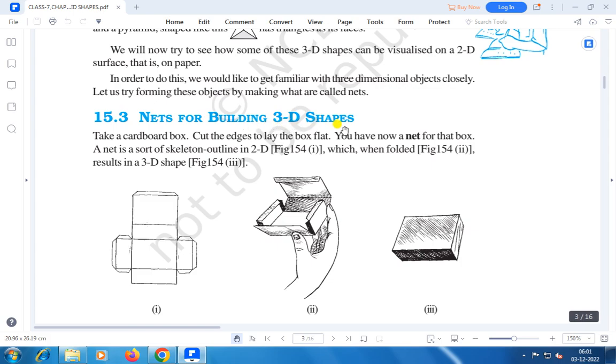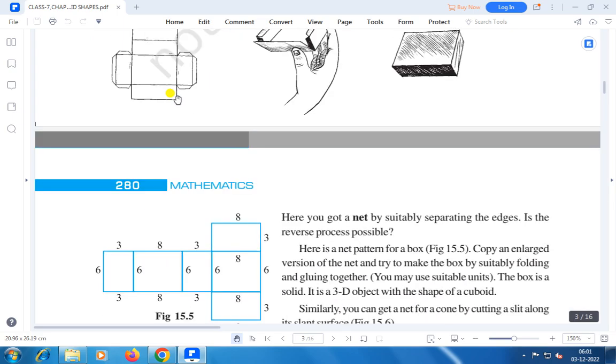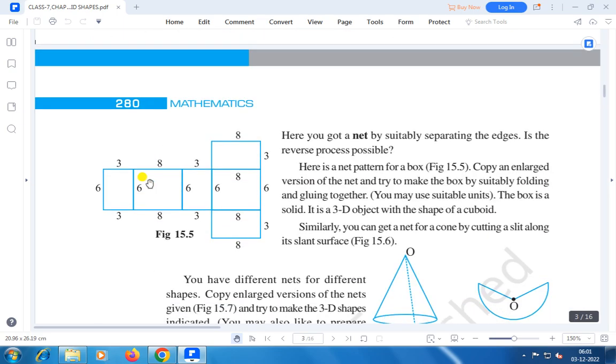Nets for building 3D shapes. Take a cardboard box, cut the edges to lay the box flat. You now have a net for that box. A net is a sort of skeleton outline in 2D, right, which when folded results in a 3D shape like this. You see, this is the net. And if we fold this, you will get a solid shape. And this is known as the net. Here you got a net by suitably separating the edges.